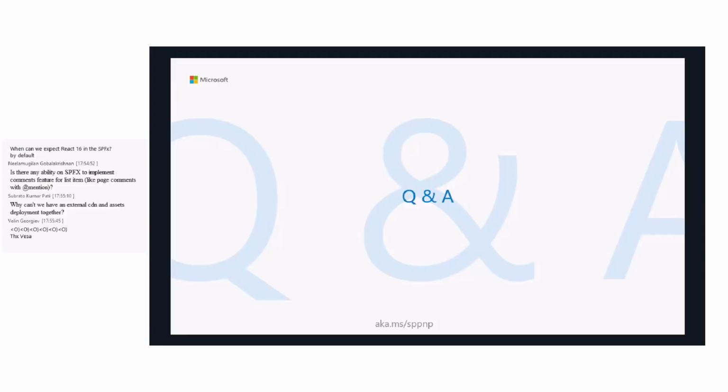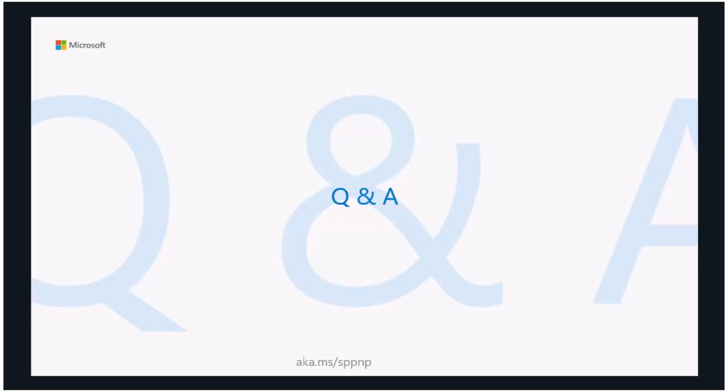Is there any ability on SPFx to implement comments feature for a list item? So Neela Magwal, you asked this earlier on the call as well. Sorry for not answering that one. So technically, you can absolutely implement that kind of thing. SPFx is a framework. It's a JavaScript framework for implementing customization. So SPFx itself doesn't actually have a comment feature, obviously, but you could absolutely create a custom comment feature for list items and then store those comments, for example, in a custom column in the list item.